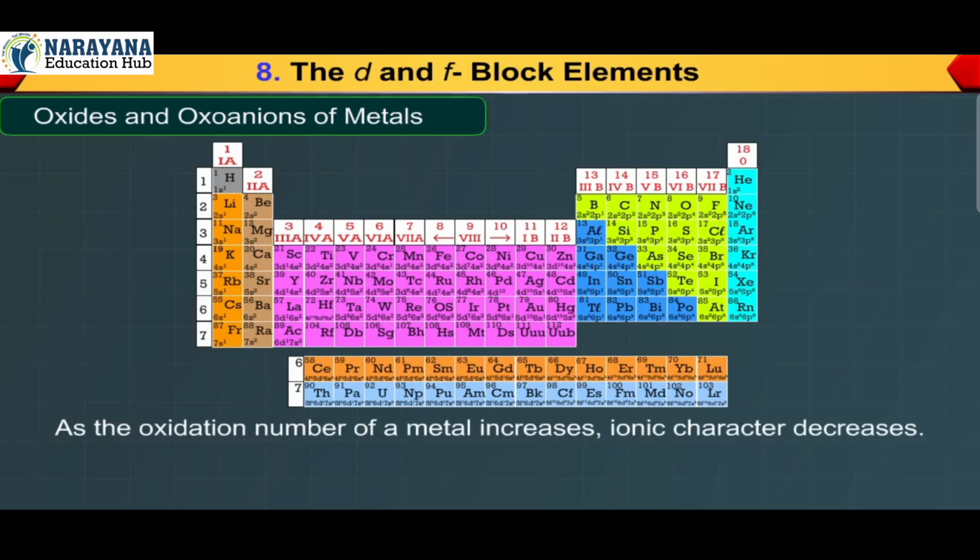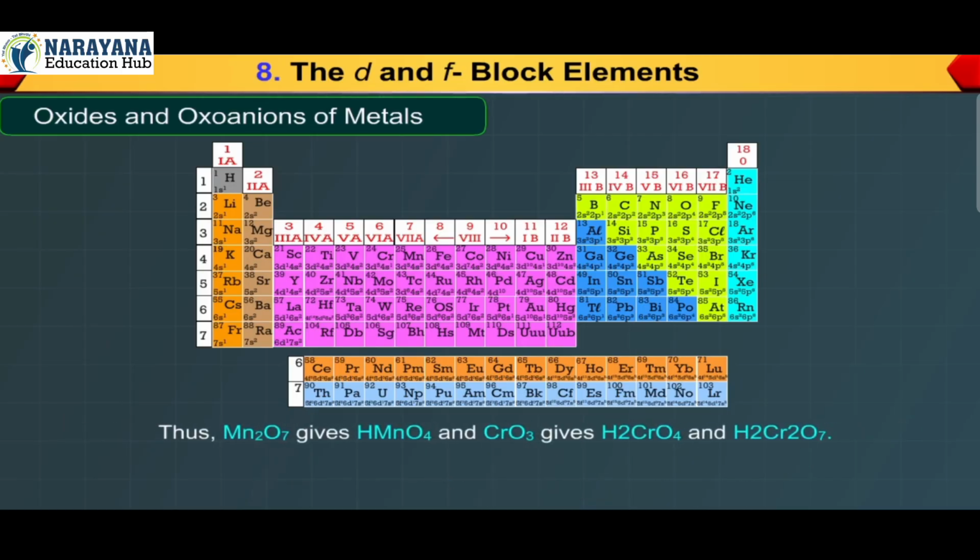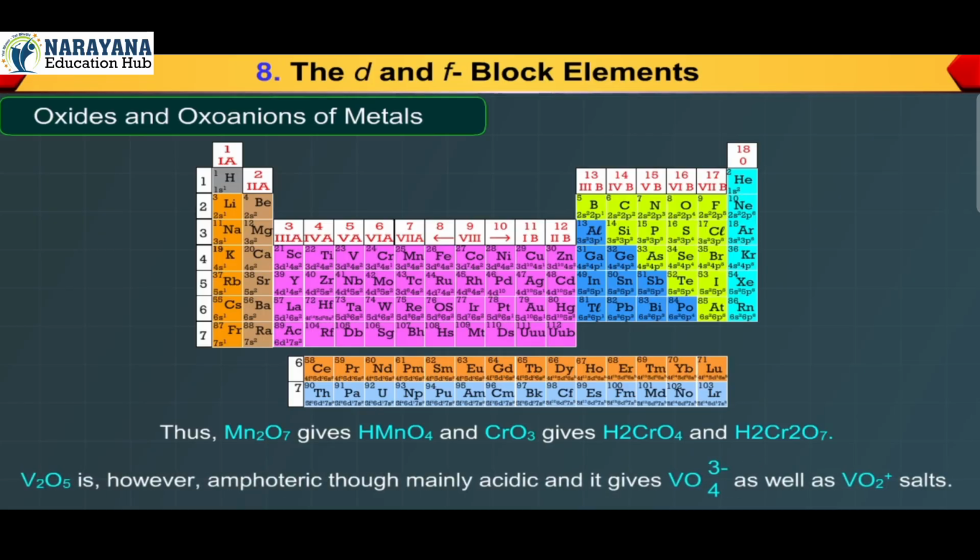As the oxidation number of a metal increases, ionic character decreases. In the case of Mn, Mn2O7 is a covalent green oil. Even CrO3 and V2O5 have low melting points. In these higher oxides, the acidic character is predominant. Thus, Mn2O7 gives HMnO4, and CrO3 gives H2CrO4 and H2Cr2O7.